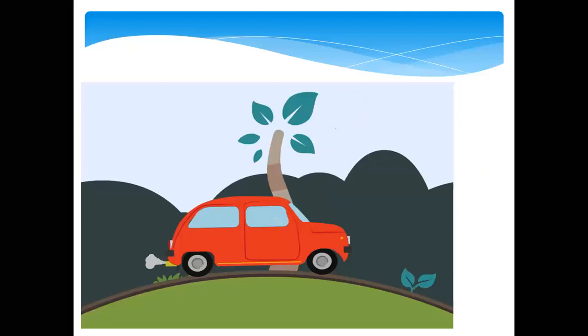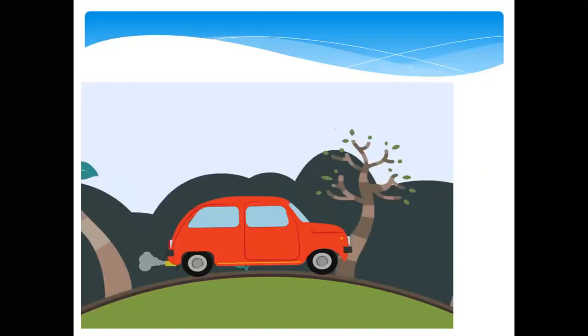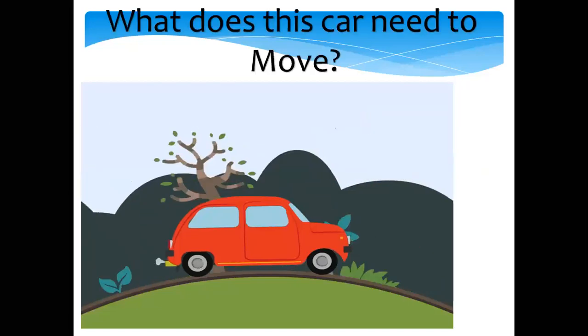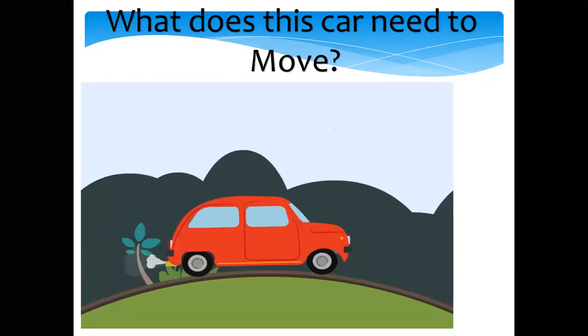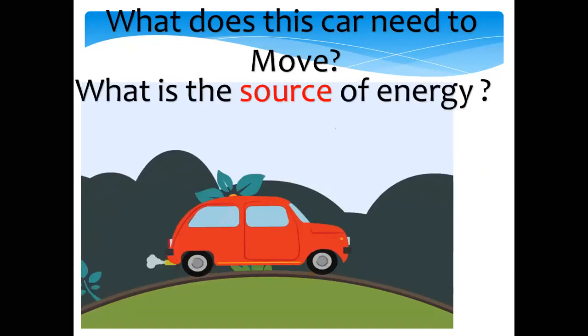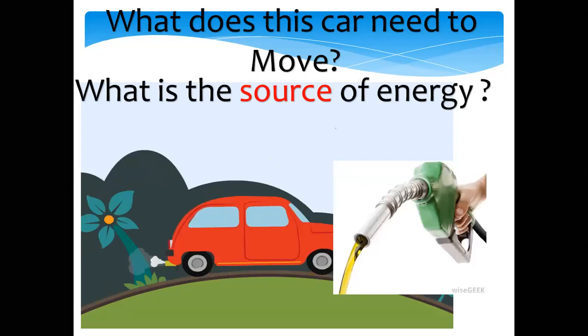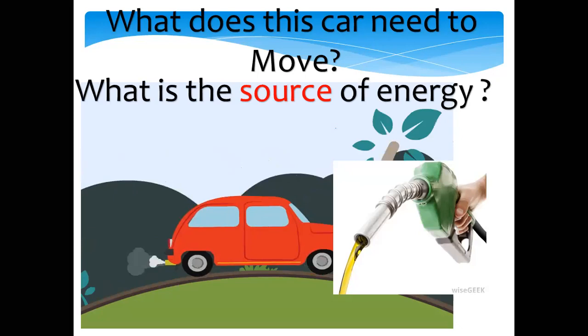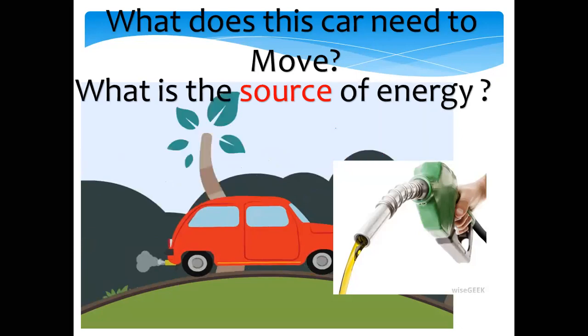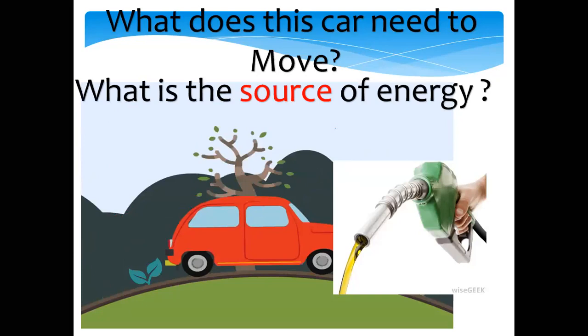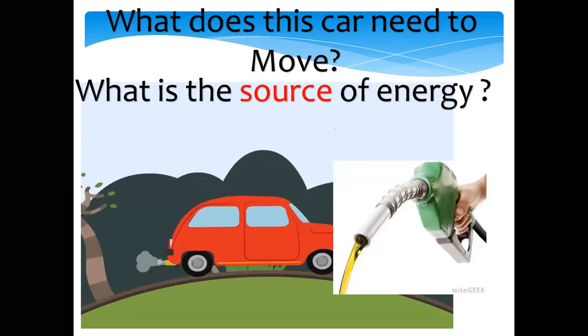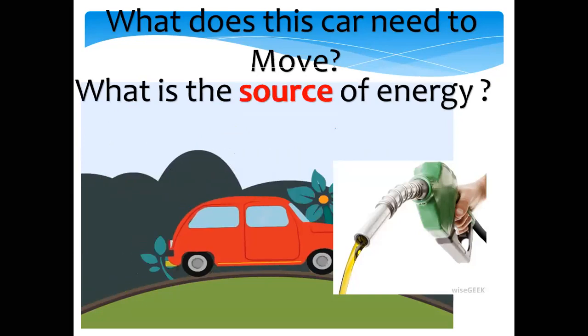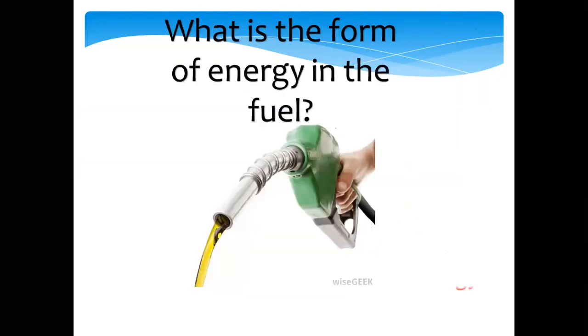How can this car move? What does it need to move? It needs energy. And where does it get its energy? From the gasoline, which has chemical energy stored in it. And the car changes this chemical energy to motion energy, sound energy if we use the horn, beep beep, and light energy, the flashlight of the car. What is the form of energy in the fuel or the gasoline? As we said, chemical energy.